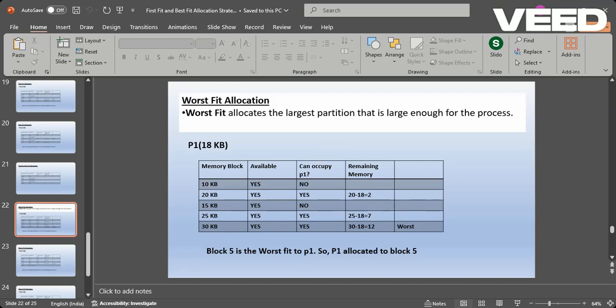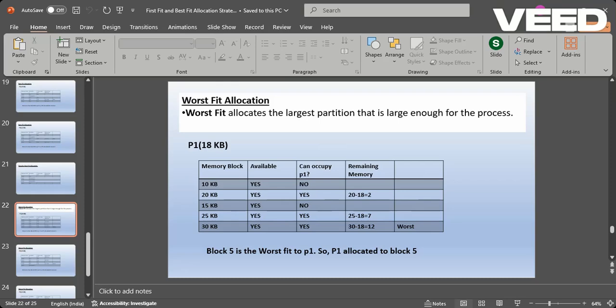The next block is 20 KB, which is enough to store P1. So here we need to find out 20 minus 18 equal to 2. Then 15 KB is the third block, which is not enough to store P1. 25 KB is the fourth block, which is enough to store P1. So here we need to find out the memory wastage. 25 minus 18 equal to 7.